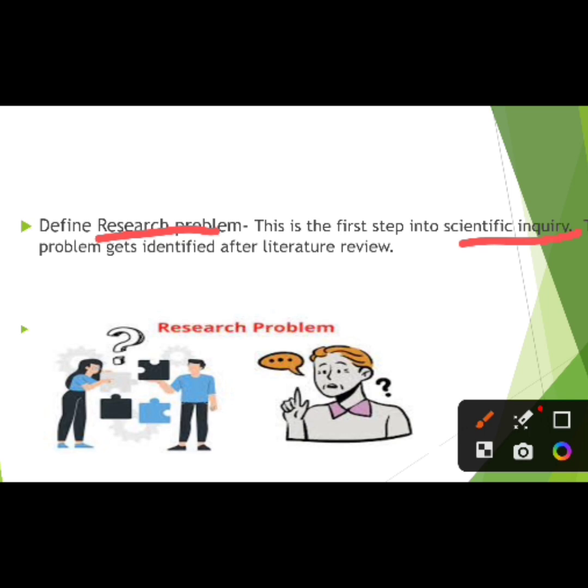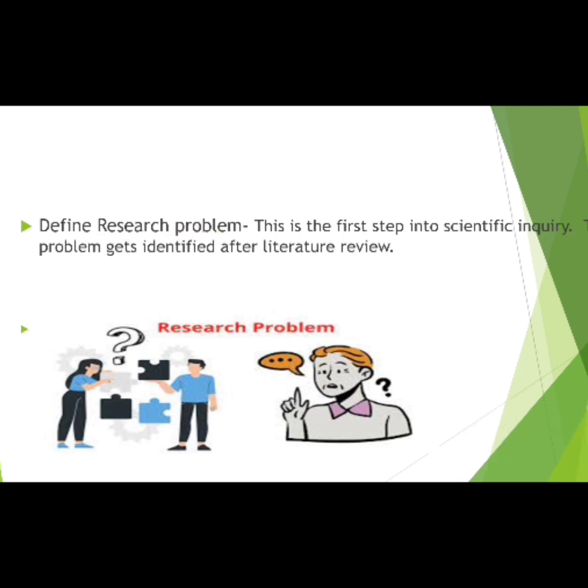This is the systematic inquiry, and the problem gets identified after the literature review. Whatever you read, lots of books you have to read for finding out such types of problems, because you will get to know what problems we are facing in today's world, in the environment around. So after doing a certain literature review, nothing but reading or exploring those previous studies and findings, it will help us find out the existing problem that we are facing.